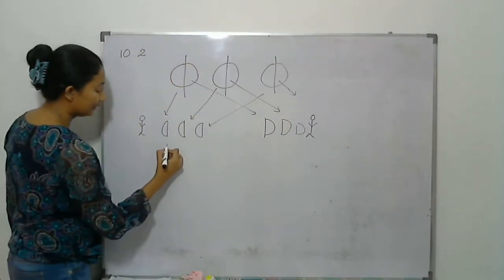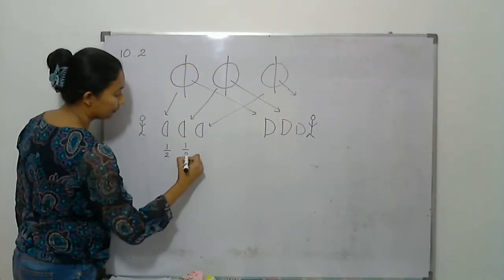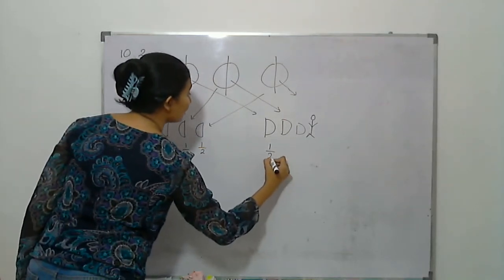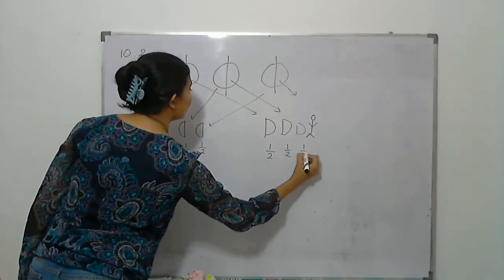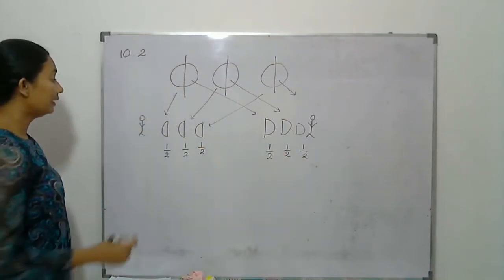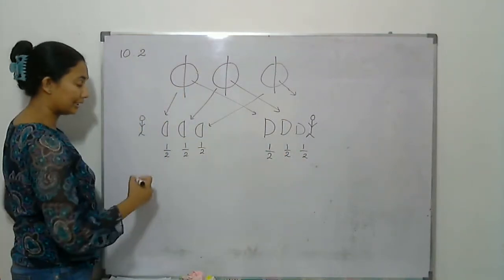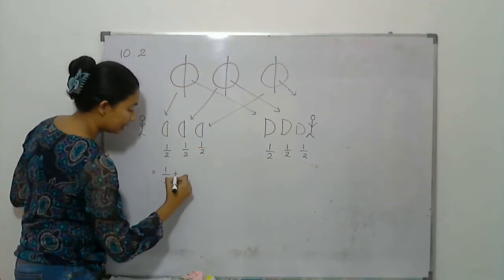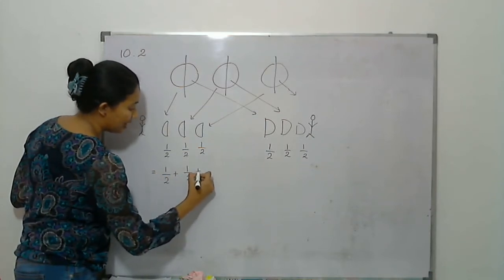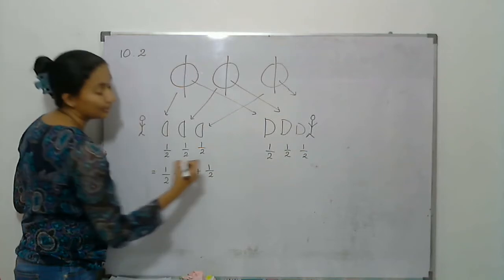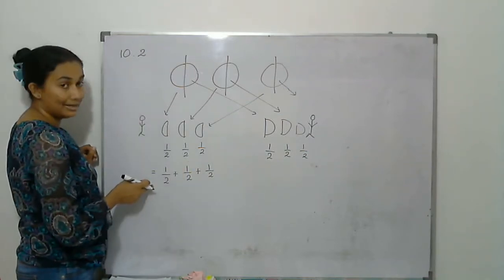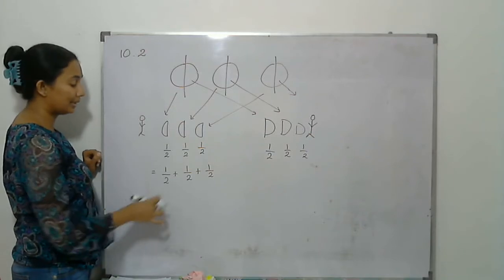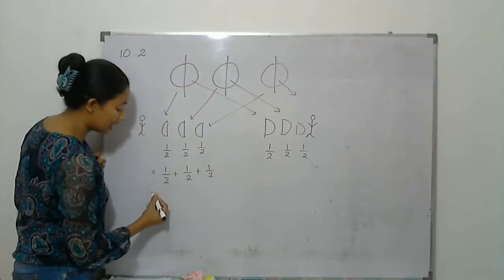Okay, then here we have half, half and half. Here also half, half and half. Now to get the total, we have to add all three together. Then let's write like this. Half plus half. Then in grade 6 you learned that to add, what you have to do, you have to make a common denominator. Here we have a common denominator which is 2.